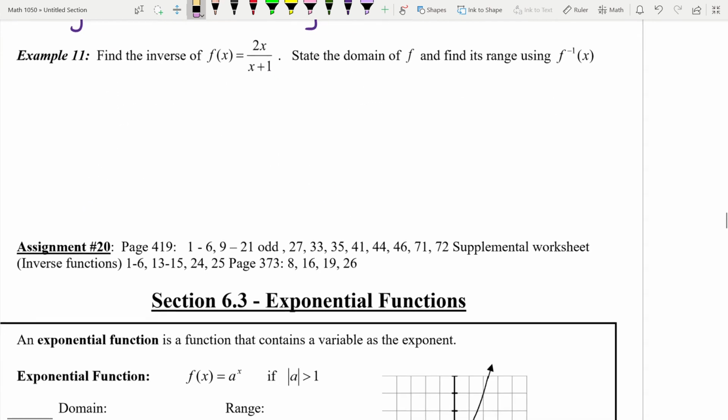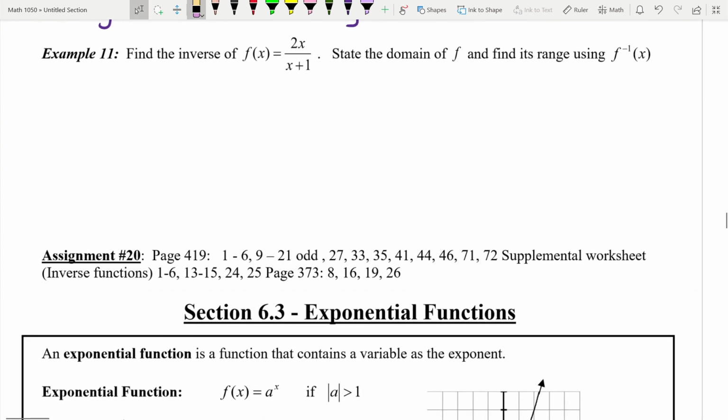Okay, question 11, and then we're done. Find the inverse of this. State the domain of f and its range using the inverse. Okay, so here's what they want, just so you guys understand. They want to know the inverse. And then they want the domain of the original and the range of the original. That's what they want. Okay?